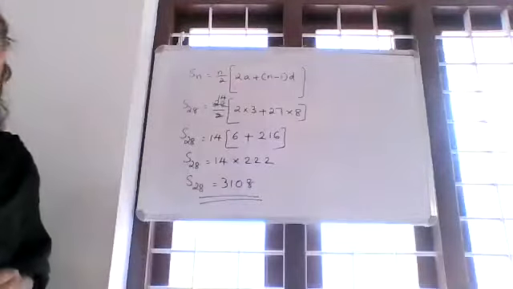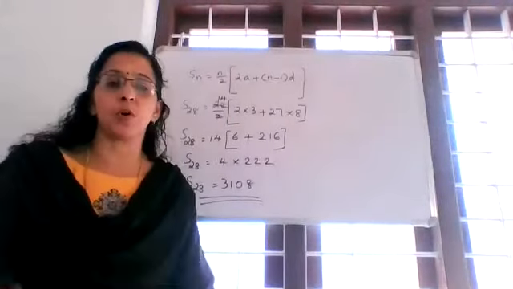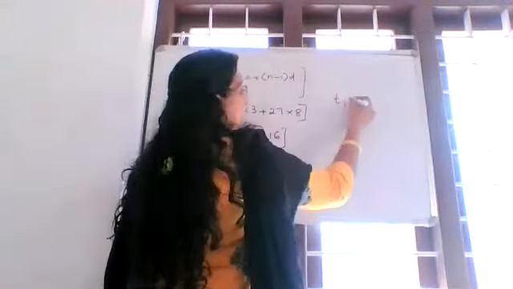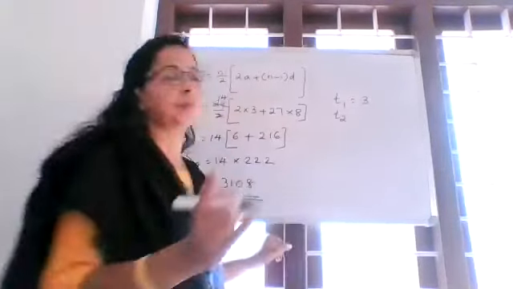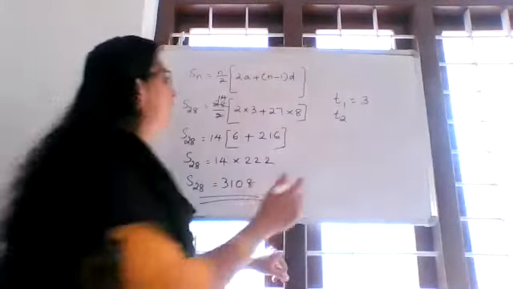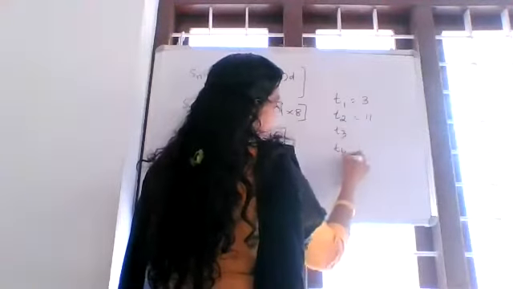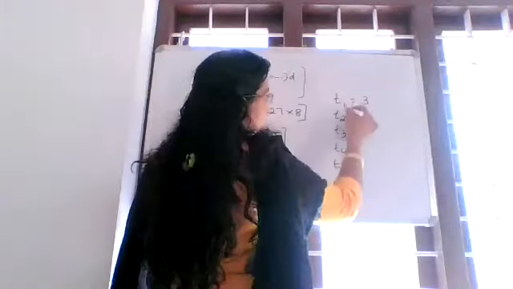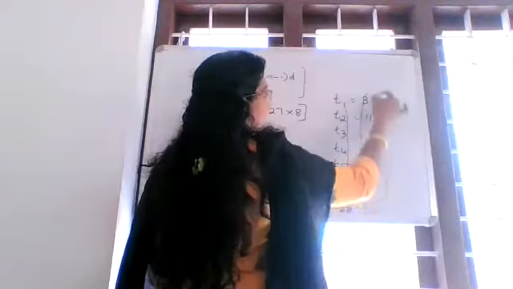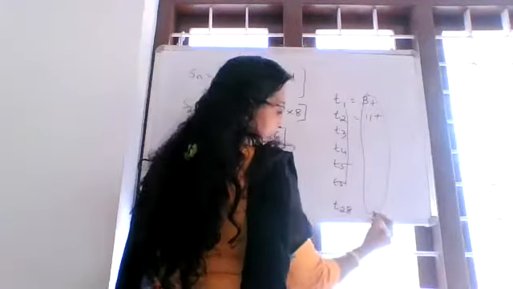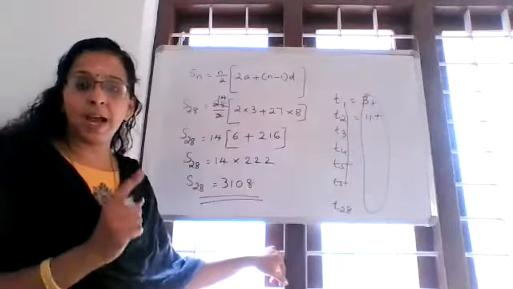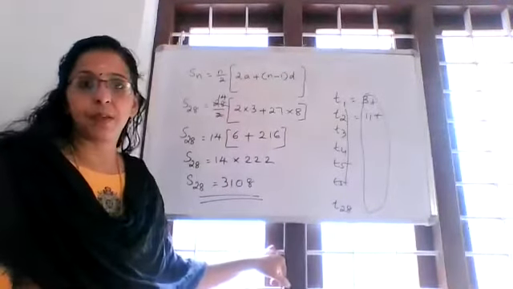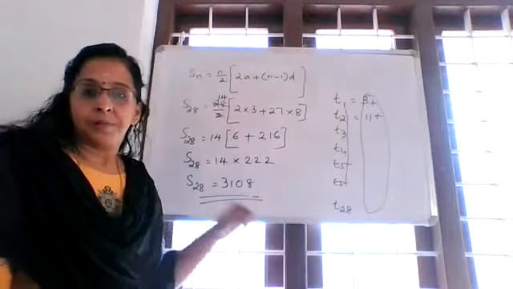That is 28. The sum of 28 terms of the AP is 3108. That means T1, what did we get for T1? 3, right? What was T2? Value of T2? 11. Then T3, T4, T5, T6, up to T28. All these values, 3 plus 11 plus etc., when we add all the values up to 28, what do we get? 3108. That is the meaning of that S28. Got it? Yes, ma'am.